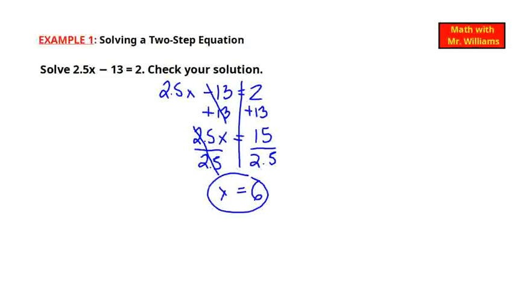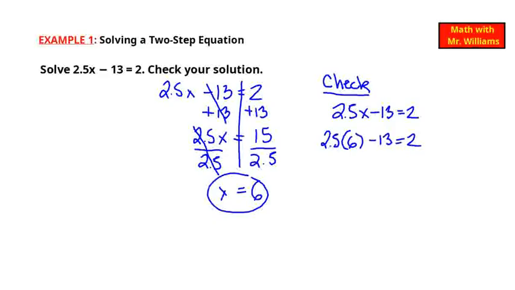Let's go ahead and check real quick. So we start off by writing down our equation. Next we substitute the 6 where the x is, showing it in parentheses. Now we multiply 2.5 times 6, giving us 15, bring down the 13. 15 minus 13 is 2, equals 2, so it does check.